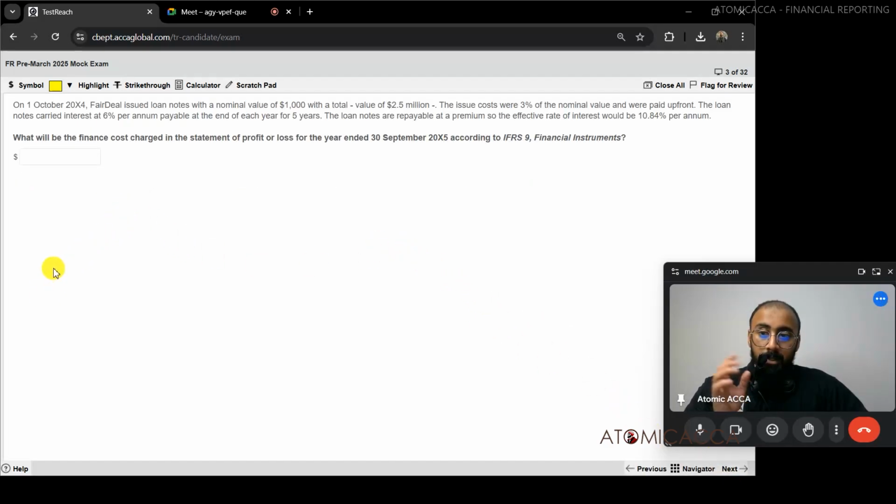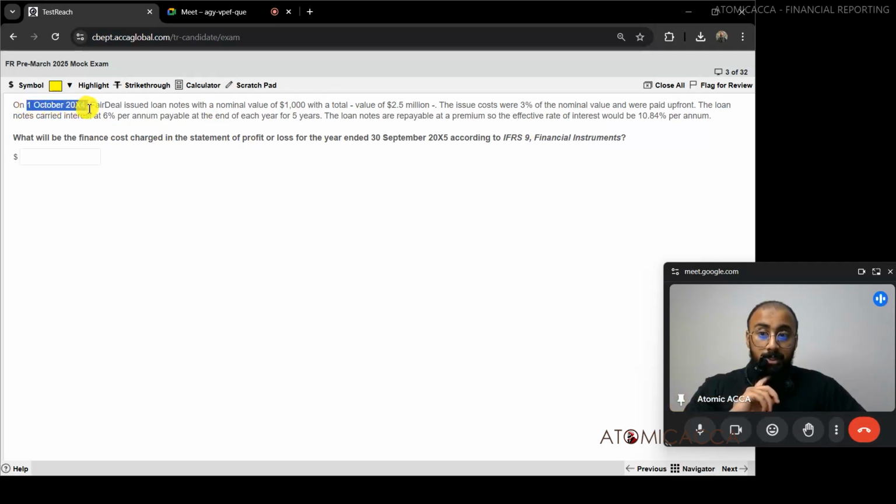Question number 3, whenever we have any kind of numerical questions, always read the requirement first, get an idea from the requirement. Two things to focus always: number 1, what do they need; number 2, time period, what is the year end. So what will be the finance cost charged in SOPL? So this is the requirement. Next thing, year end 30th September 20x5 according to IFRS 9 financial instrument. So keep in mind 30th September x5 is our story ending. They need finance cost. So let's start this.